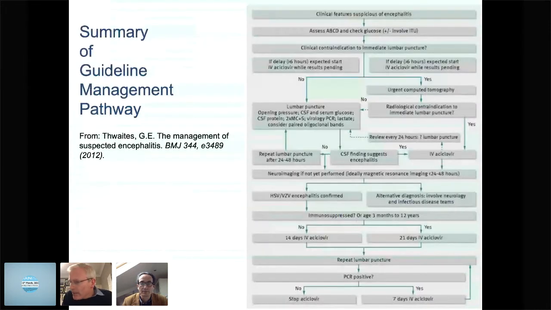So, coming to the end of the talk, how do you manage encephalitis? Well, resuscitate the patient, sort out the investigations. If there are no contraindications, get on and get a lumbar puncture quickly. Treat with intravenous acyclovir. If you prove it to be herpes simplex or varicella zoster virus, then treat for 14 days. I recommend, and some other authorities recommend, repeating a lumbar puncture to ensure the CSF is negative by PCR before stopping acyclovir.